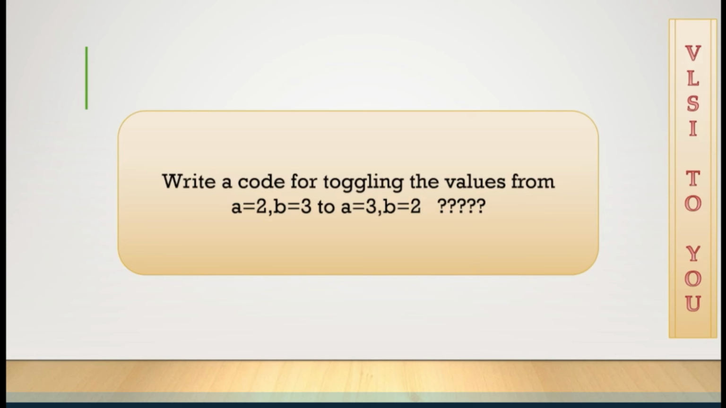Hey all, welcome back. In yesterday's session, I left you with one question: in order to toggle, that is, flip-flop the values, if we have taken two variables like a equal to 2 and b equal to 3, I told you to write code to toggle the values from a equal to 3 and b equal to 2. Today I'm going to explain this code.